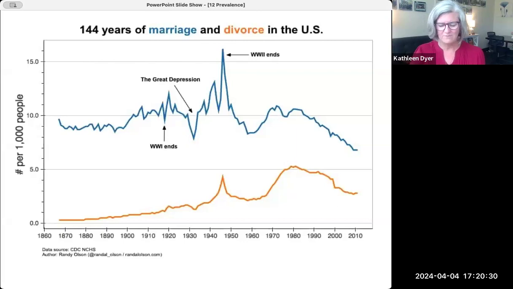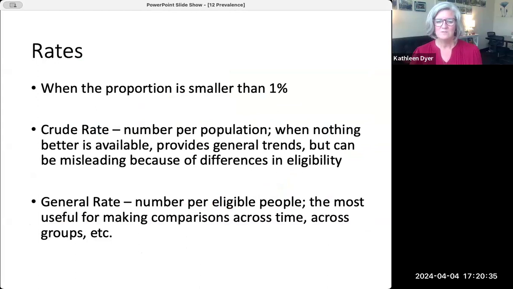The way to resolve that is, and I'm going to go back to the slide that I just showed, to instead use a general rate. And that is calculated as the number of, in this case, marriages per 1,000 people, but only per 1,000 people who were actually eligible for marriage. So general rates use additional information that helps present information that is more reasonable. It's kind of normalized a little bit for things like eligibility.